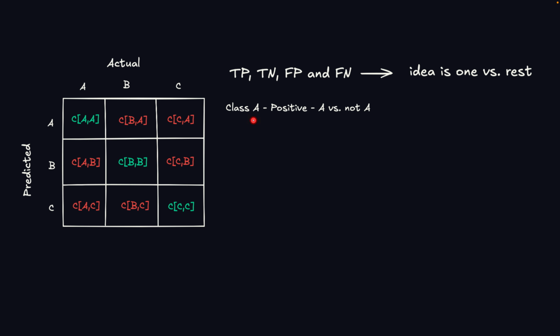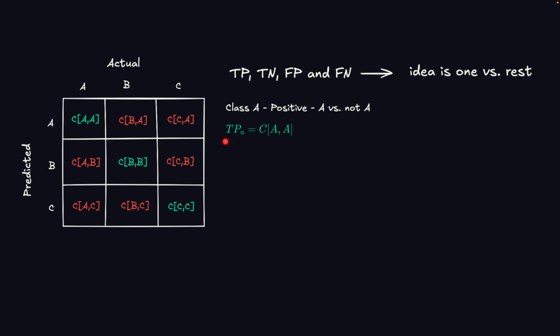Let's start with class A. We are going to pick class A first. So class A is going to be our positive scenario. So the way we need to look at it is class A versus not class A. So we're going to take class A and anything that is not class A is going to be the other side, which is going to be B and C in our example, right?